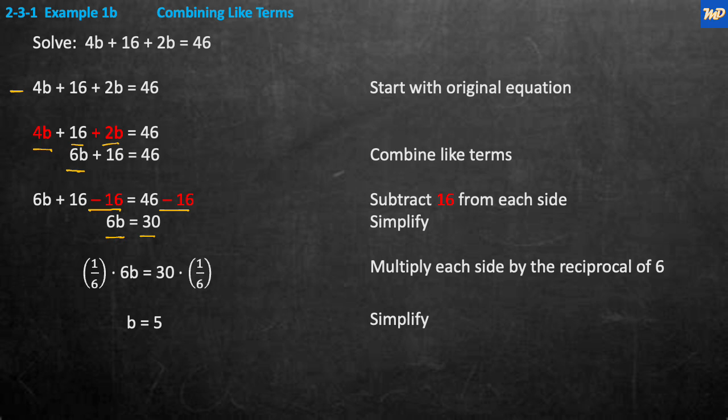So in this case, I multiplied by the multiplicative inverse, or the inverse of 6, which is 1/6. And here's the left side multiplied by 1/6 and the right side multiplied by 1/6. And when you do that, the sixes cancel out on the left, and you're left with b, and you get 30 divided by 6, or 30 times 1/6, is 5. The answer is b equals 5.